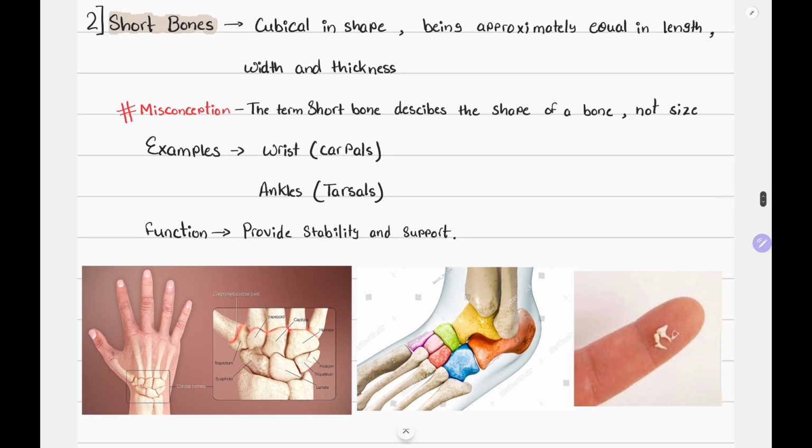For example, the shortest bones in the human body are the ear ossicles, namely the malleus, incus and stapes.